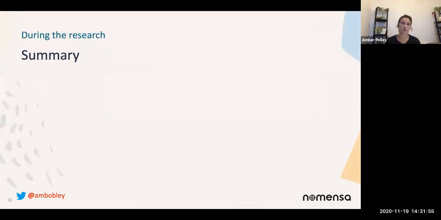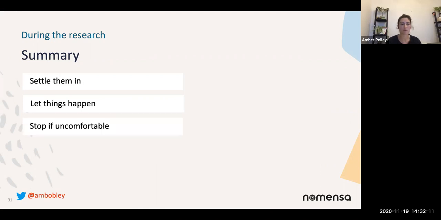So just a bit of a summary of that as well. It's really important to settle them in, make sure it's a safe and comfortable environment for them, and just being a part of your research session with them. Let things happen, take your facilitator hat off a little bit more than you would normally, because you just need to show that compassion for what they're talking about. And stop if you're uncomfortable. It's not life or death, it's just research. So if you can't do it, please don't.